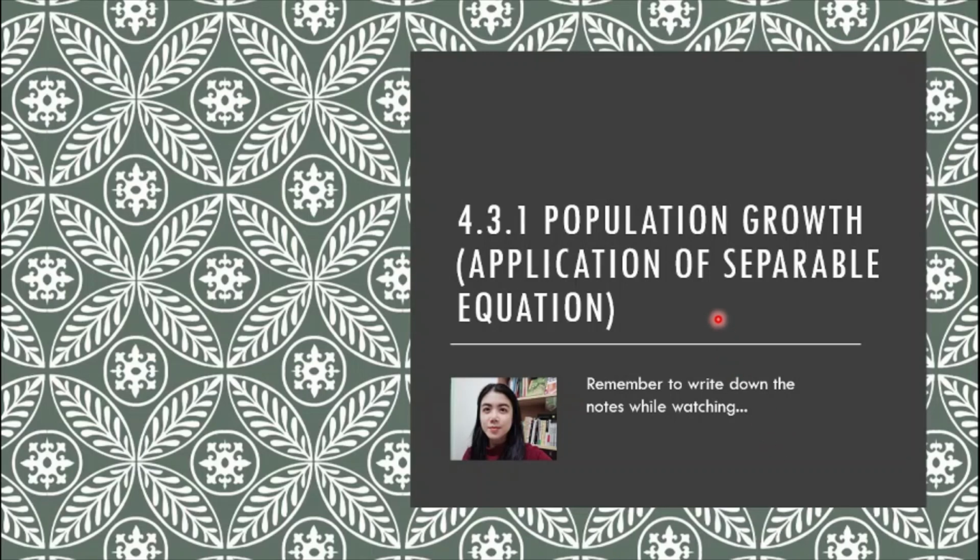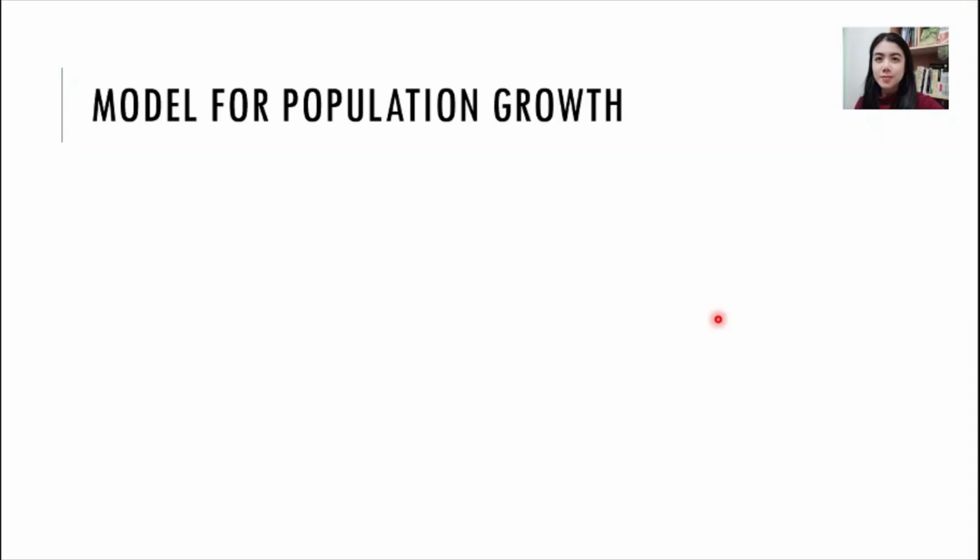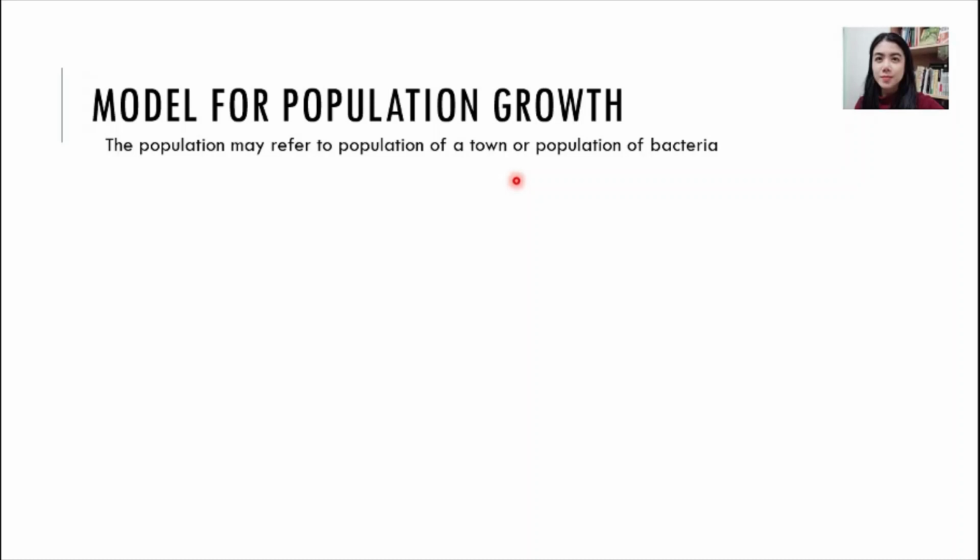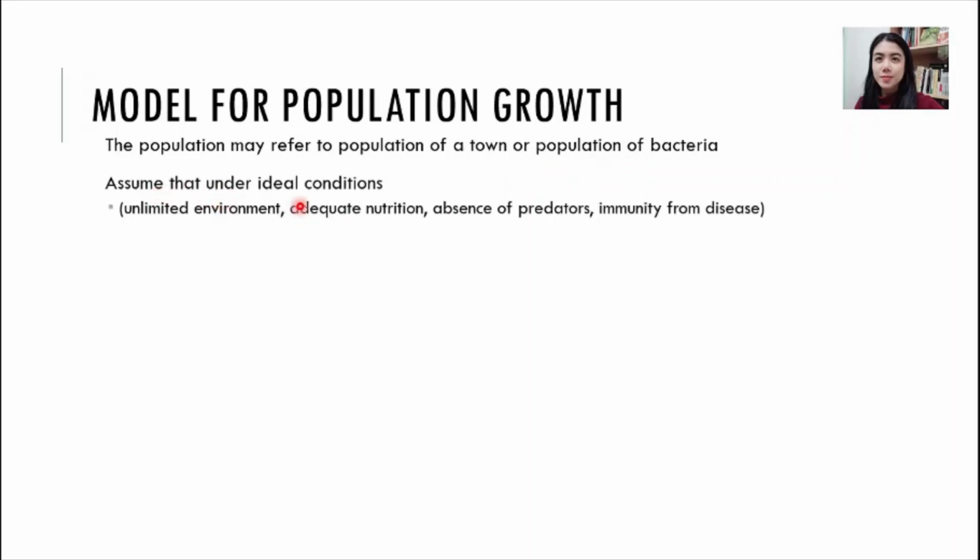This is 4.3.1, population growth, equations of separable equation. Let's just look at the model for the population growth. The population here may refer to the populations of a town or the populations of bacteria. And we assume that under ideal conditions, that is, your population has an unlimited environment, adequate nutrition, absence of predators, immunity from disease, then the growth of the population is proportional to the size of the population.